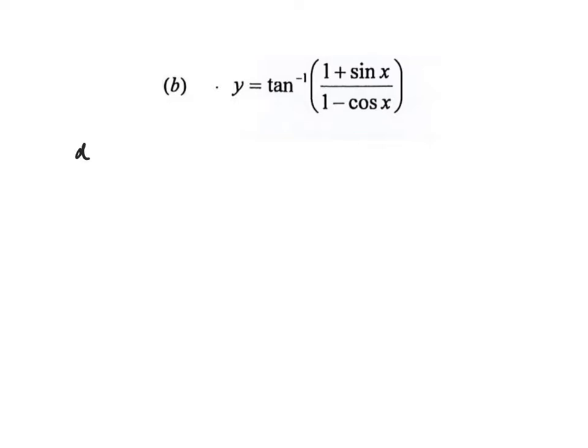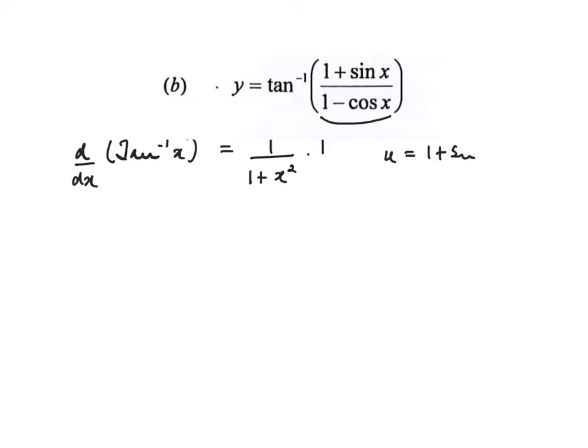If we differentiate tan to the minus 1 of x rather, we get 1 over 1 plus x squared times the derivative of x, which is 1. Now, what we're going to have to do is to work out the derivative of this bracket here, and that's a quotient. So u equals 1 plus sine x, and u dash gives us cos x. V equals 1 minus cos x, and v dash equals sine x.